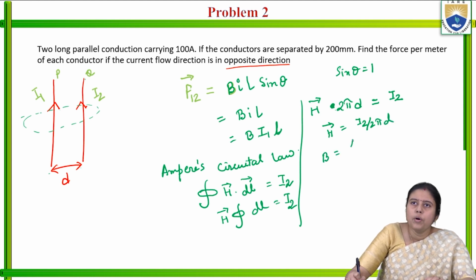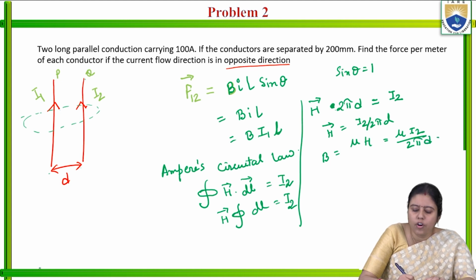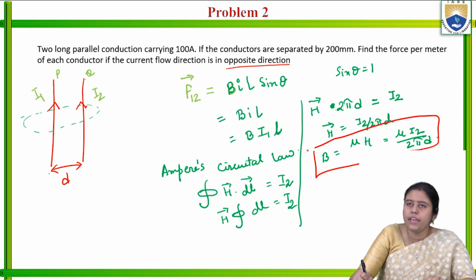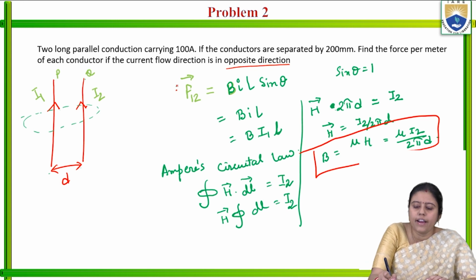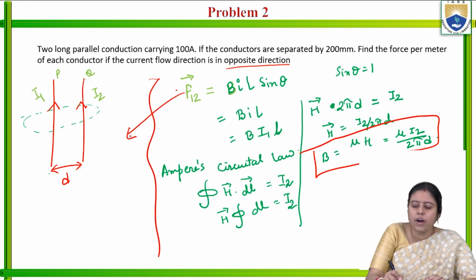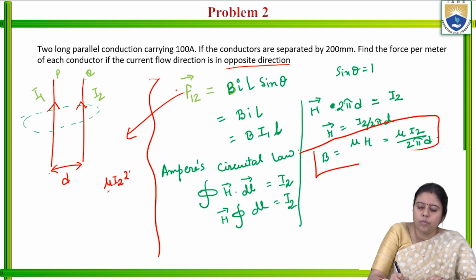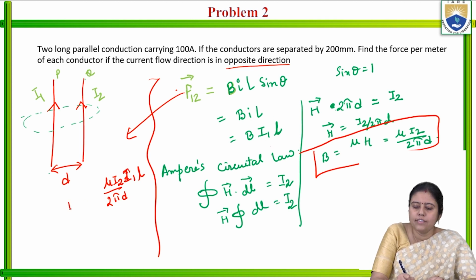What is B then? B is equal to mu H. Mu H means mu I2 by 2 pi d. We got the value of B here. So we can write the value of F12 now. What is F12? B, mu I2 by 2 pi d, into I1 into L. This is the force.